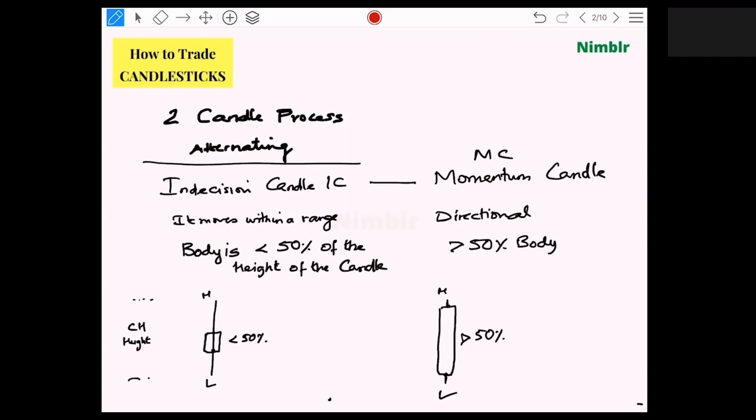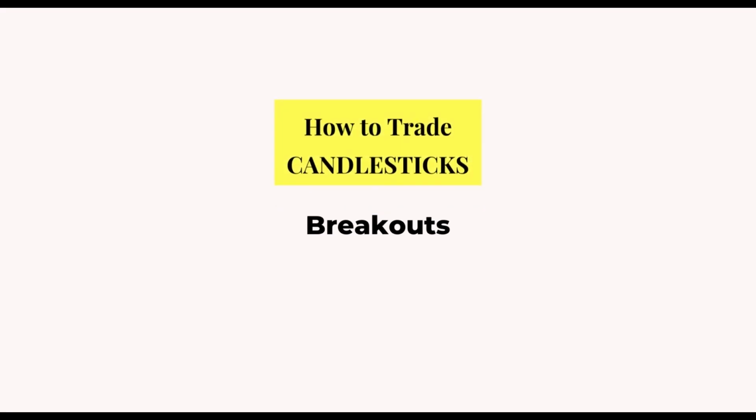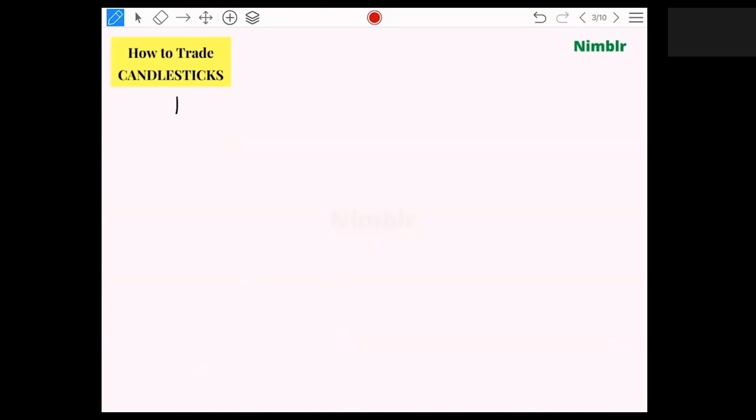Now, momentum candle: directional, greater than 50% body. Indecision candle, IC: it moves within a range, and the body is less than 50% of the height of the candle. Because it moves within the range, it has its own uses. How do you use it? This is very logical. This indecision candle provides the high and the low, so we are more concerned with the breakout now.